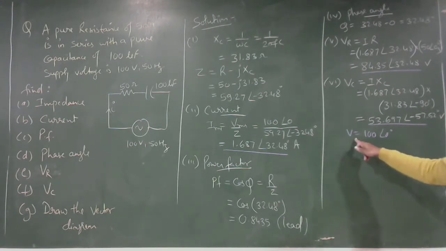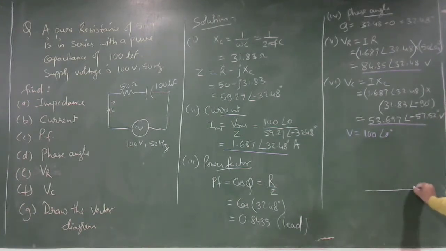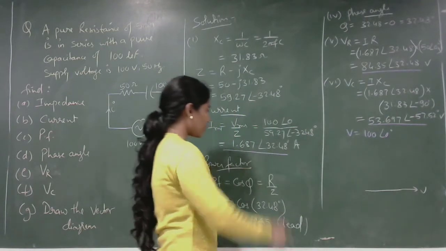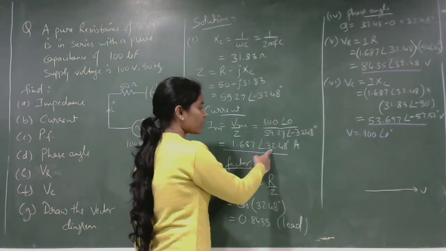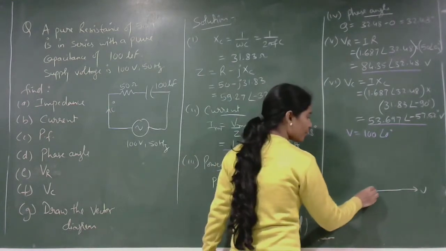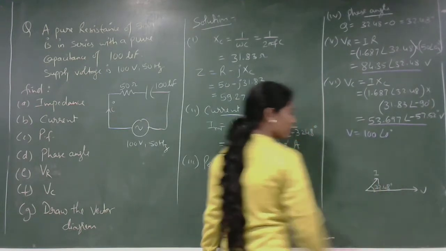Here we will start with the voltage phasor because it is the reference point at 0 degree. So this will be the voltage phasor with 0 degree and magnitude of, suppose, 100. Now the next phasor is of current. Current is at plus 32.48, which means it will lie somewhere here. The angle is 32.48 degree, and this is the phasor for current.